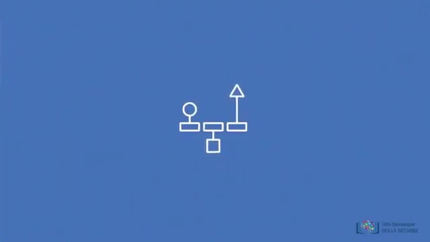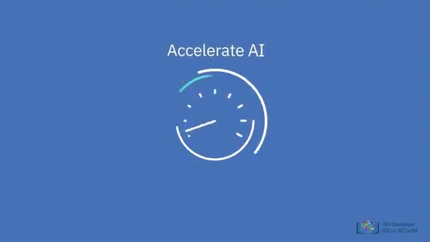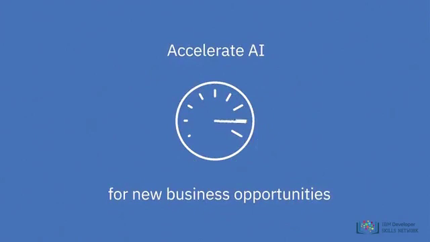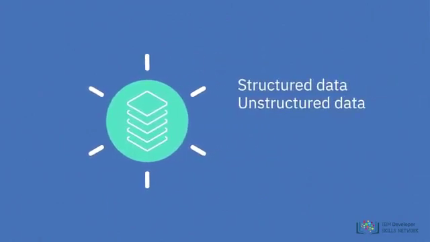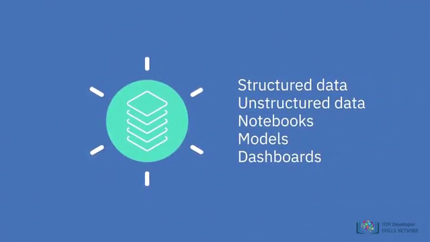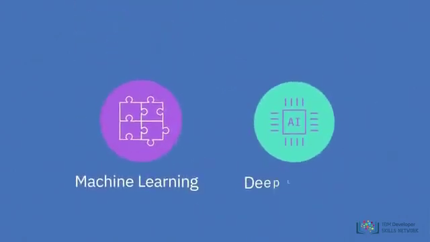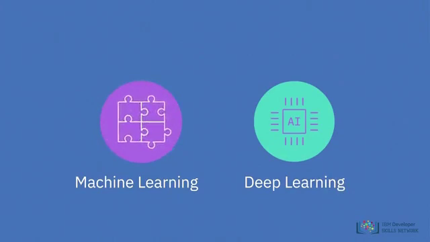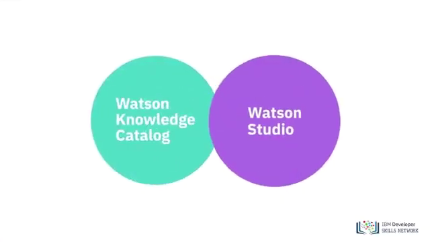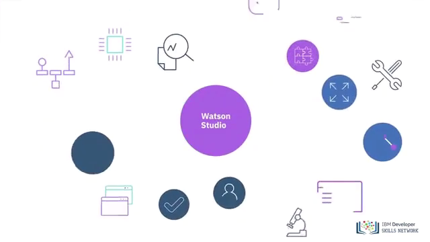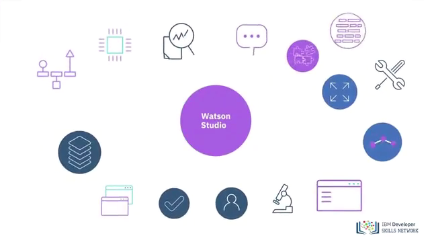To enable your data for use in model creation and training so you can accelerate AI for new business opportunities, Watson Knowledge Catalog curates and catalogs all kinds of analytical and AI assets, including structured and unstructured data, notebooks, models, dashboards, and more. And to support all forms of AI, including machine learning and deep learning, while ensuring that data scientists can deliver models efficiently, Watson Knowledge Catalog is tightly integrated with Watson Studio, a single environment that manages the entirety of your data and AI workflows.